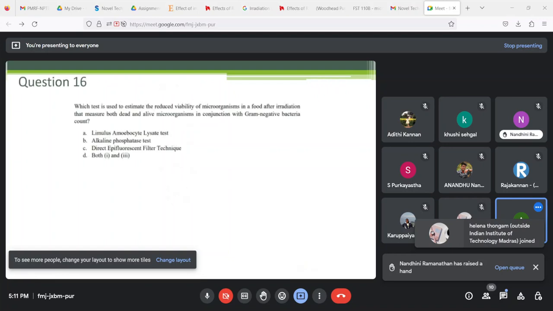Moving on to question 16. Which test is used to estimate the reduced viability of microorganisms in food after irradiation, that measures both the dead and alive microorganisms in conjunction with gram-negative bacteria count? So you have three tests given: A, Limulus amoebocyte lysate test, B, alkaline phosphatase test, C, direct epifluorescent filter technique. So any clue what the answer is? Have you guys come across these tests before?